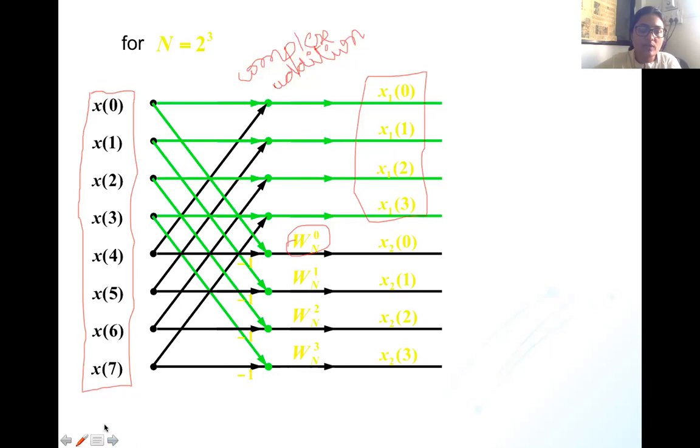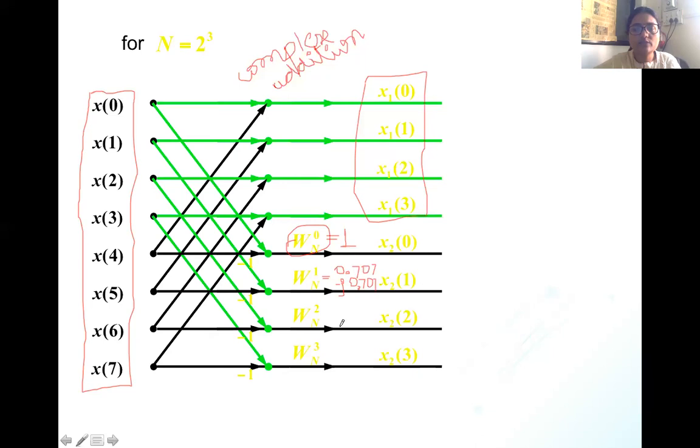After every subtraction, it gets multiplied by the twiddle factor. The value of the first twiddle factor, W raised to 0, is 1. W raised to 1 is 0.707 minus j 0.707. This is the value of the twiddle factor which gets multiplied after the subtraction.